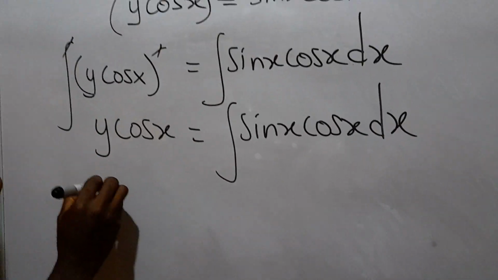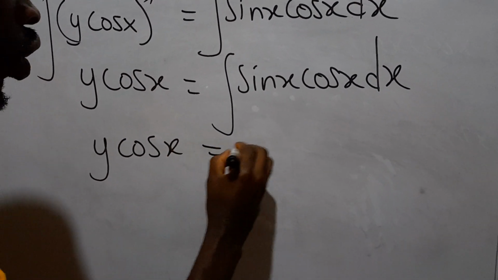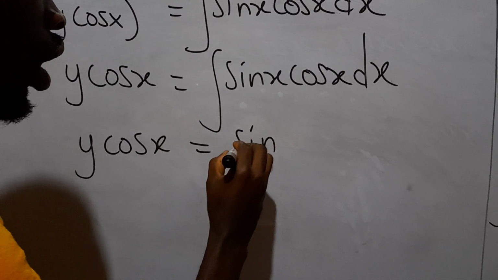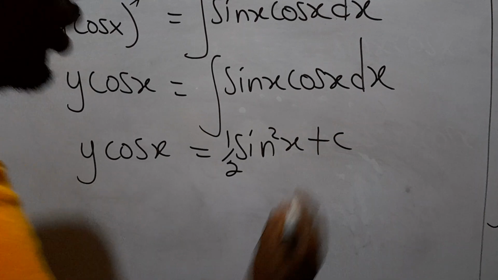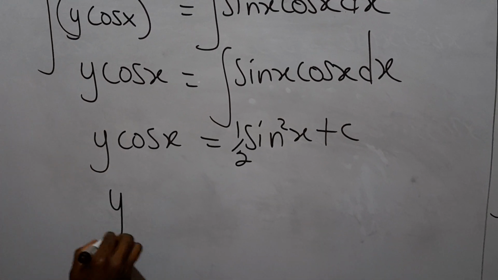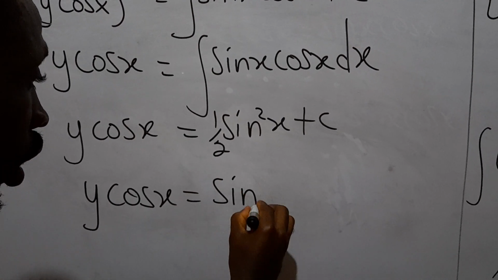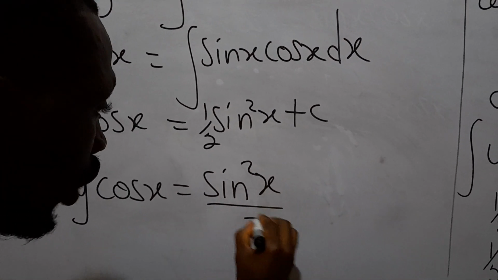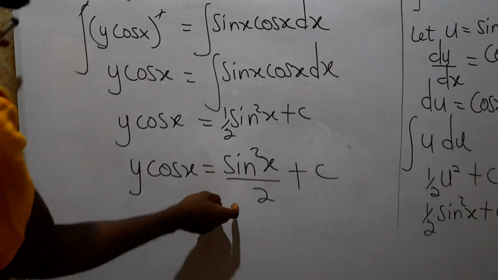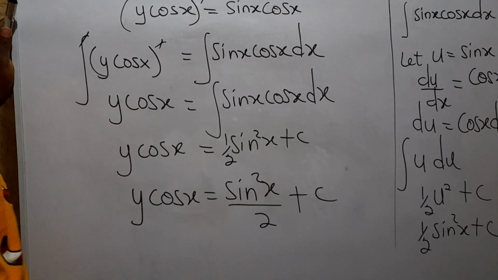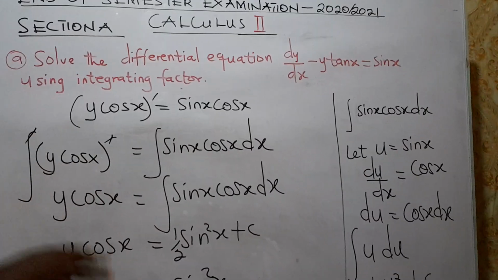So in substituting, we have y cos x is equal to half sin squared x plus c. We can re-polish this to be y cos x is equal to sin squared x over 2 plus c. Then we say this becomes the general solution to our linear first order differential equation. I hope you get that.